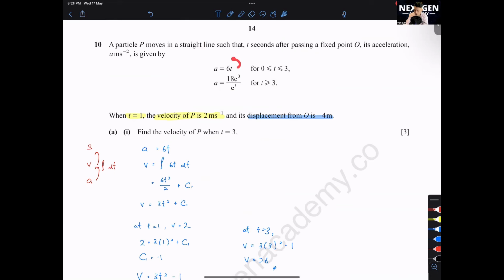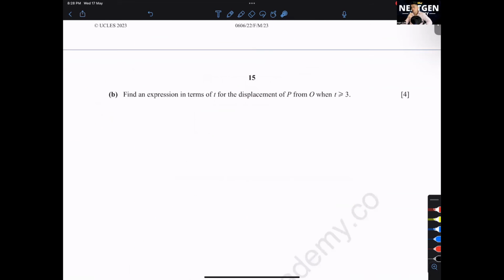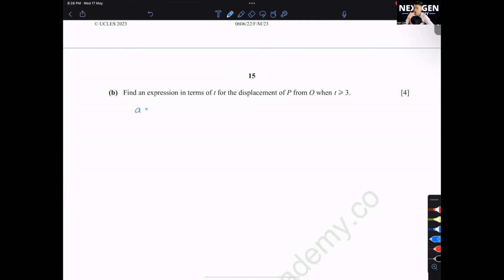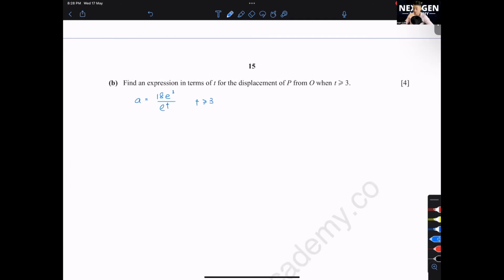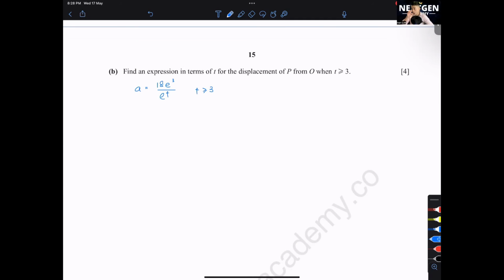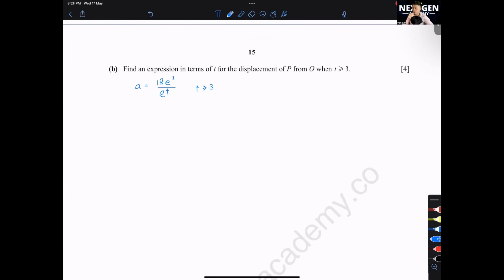Okay, so what is common you all see over here? At t equals to 3, right? Okay, so what we need to do, we do one step at a time. This is a 4-mark question. Let's write down this one first. This is for 18e cubed over e to the power of t. This is for the one that is t more than or equals to 3. So I'm going to start with this equation here. Meaning I have to integrate this. So I rewrite this as a equals to 18e cubed e to the power of negative t first.